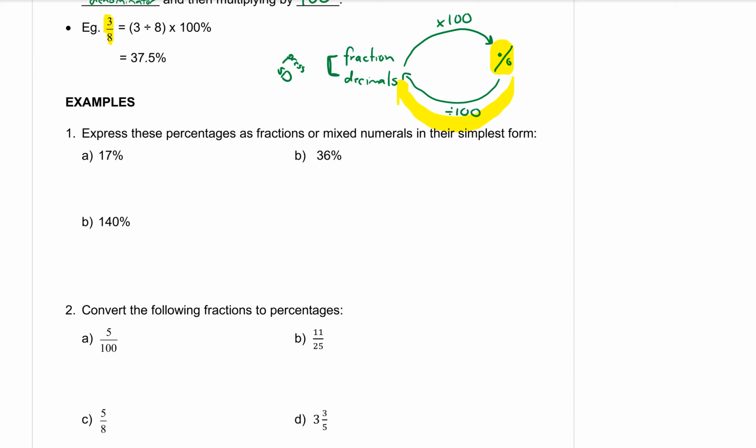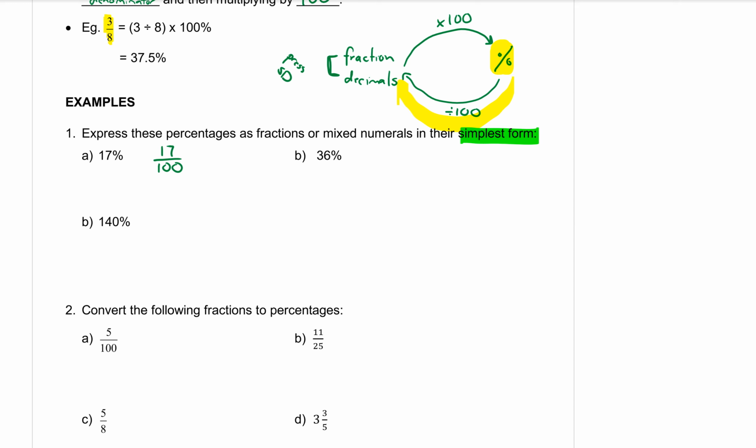Now, the best way to divide something by 100 is to put 100 on the bottom of that number. The fraction line means divide by 100. You can use the good old-fashioned 17 divide by 100 if you like, but that puts it as a fraction straight away. Now, it does say in the question that we want all of these answers in simplest form.